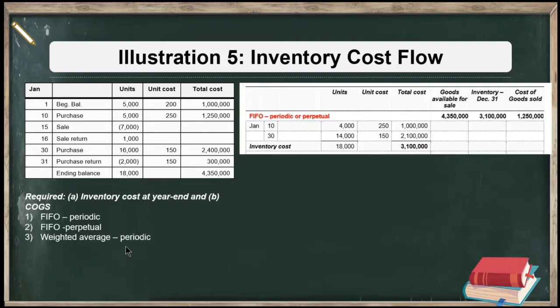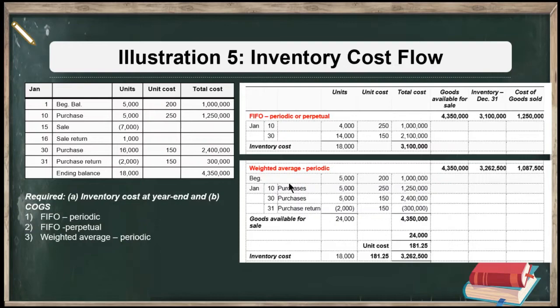Next, we have the weighted average periodic. For the weighted average periodic, we need to determine the unit cost. To determine the unit cost, we compute first the goods available for sale, which we computed earlier. That's 4,350,000, and divide it by the goods available for sale in units, which is 24,000. 4,350,000 divided by 24,000 is 181.25. So the unit cost is 181.25.